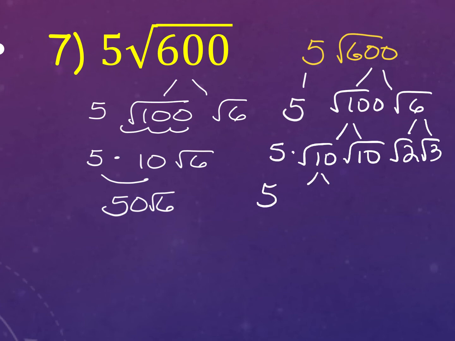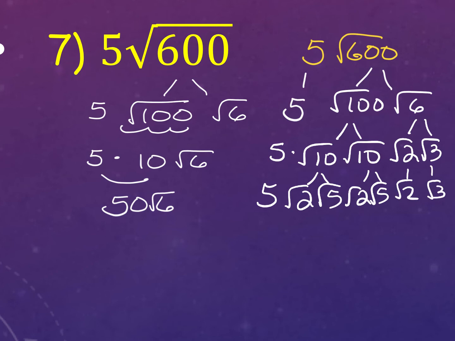The 10 becomes 2 and 5. This 10 becomes 2 and 5. And then the 6, bring down that 2 and 3 that you broke down. So now go back, look for pairs. Pair of 5s, 5 comes out. Got a pair of 2s here. A 2 comes out. This 5 was already out.